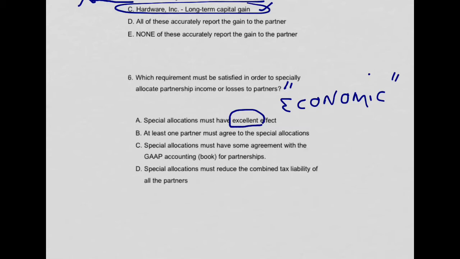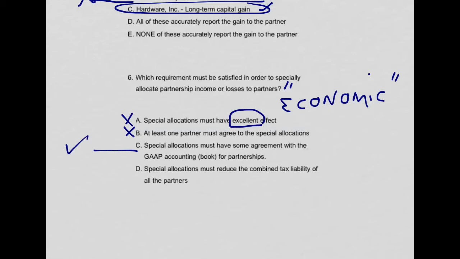Well, no, because you can have a majority vote saying how to special allocate, if that's what the partnership agreement allows. The partnership agreement may require all partners to agree, so that's a partnership agreement question. That's not true. Special allocations must have some agreement with the GAAP accounting book for partnerships. Sounds like we spent the whole class and maybe a video on that. So that sounds right. Special allocations must reduce the combined tax liability of all the partners. I don't recall ever mentioning anything like that.